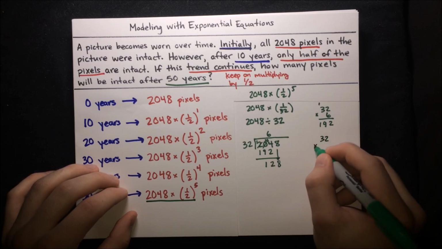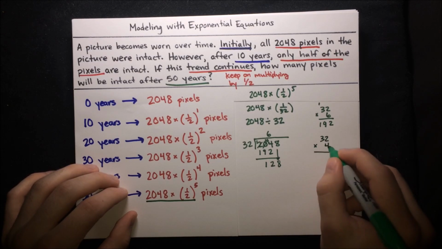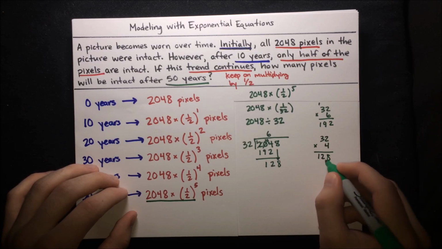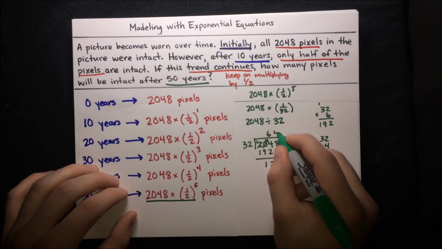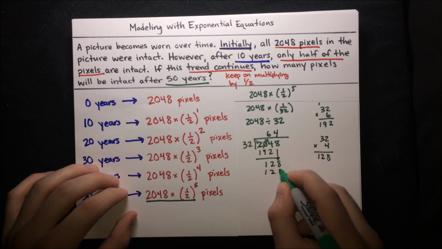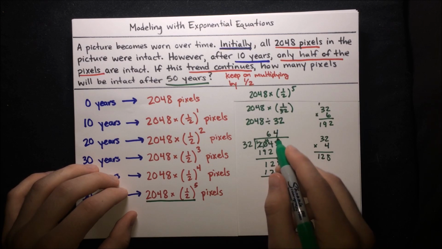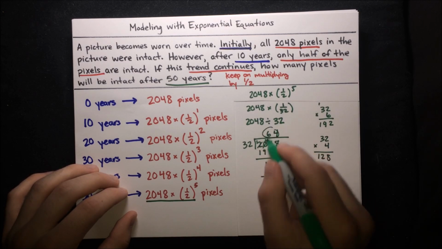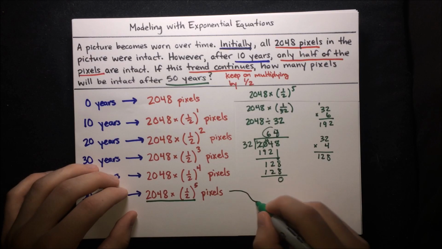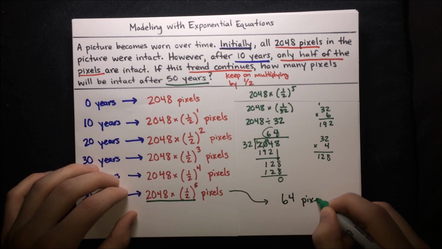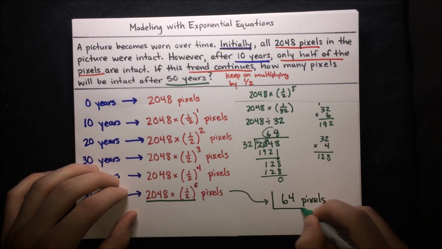32 times 4. What does that equal? 4 times 2 is 8. 4 times 3 is 12. There it is, 128. So 32 times 4 is 128. There we go. Subtract, no remainder, and there we have it, 64. So there we go. This simplifies to 64 pixels are left after 50 years.